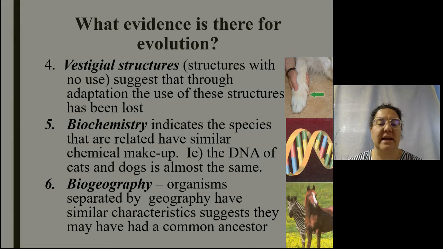Biogeochemistry, which is looking at the DNA of different organisms, and organisms that are more closely related have much more similar DNA. And lastly is biogeography. So we can look at organisms separated by geography that have similar characteristics, like the jaguar in Africa versus the panther in South America. And these are very similar organisms, but they don't interbreed, and they're different species. But they probably had a common ancestor.